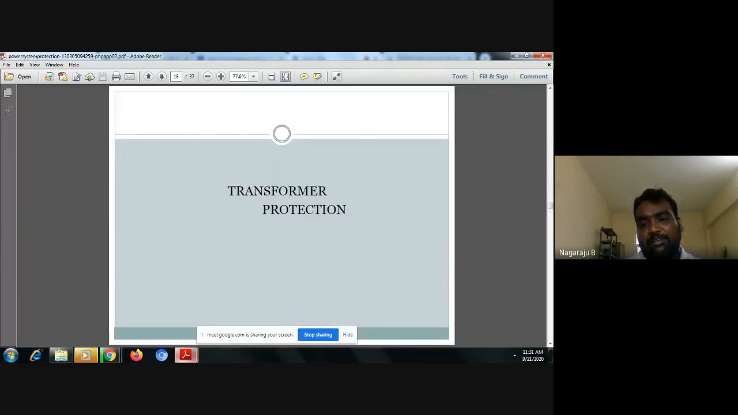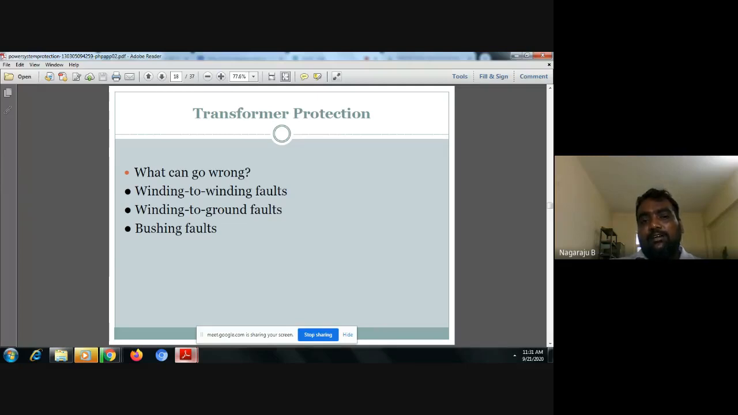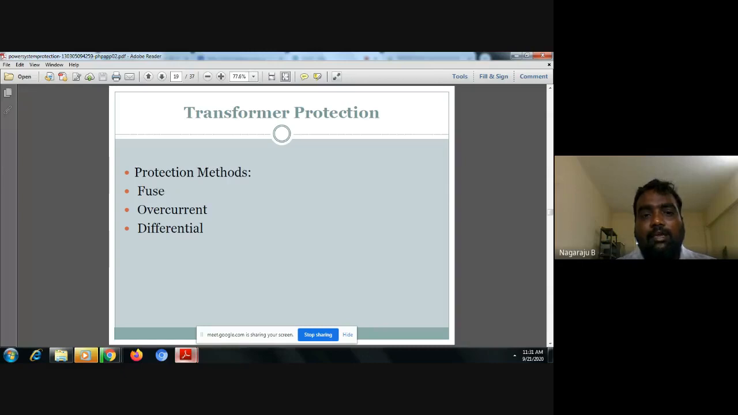Transformer protection. For transformer protection, what can go wrong without protection? Winding to winding faults or bushing faults, and winding to ground faults. So how do we protect this particular transformer?